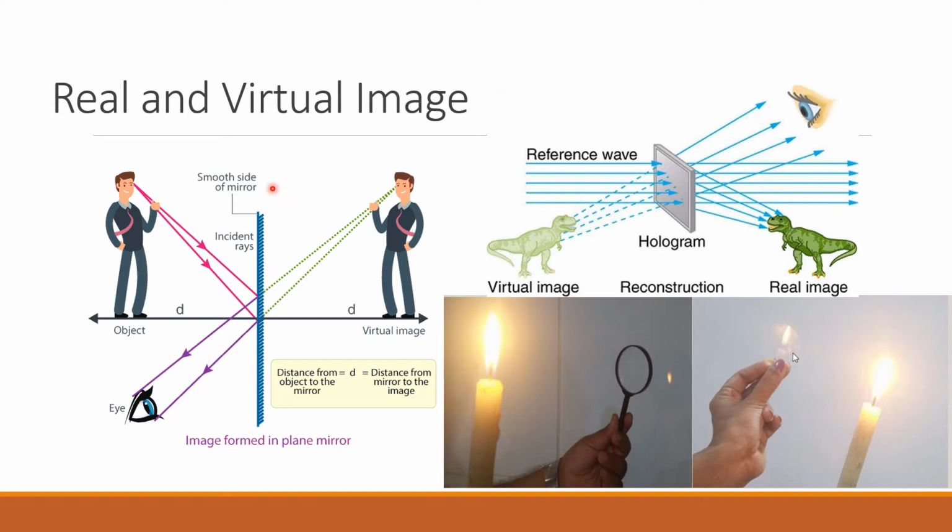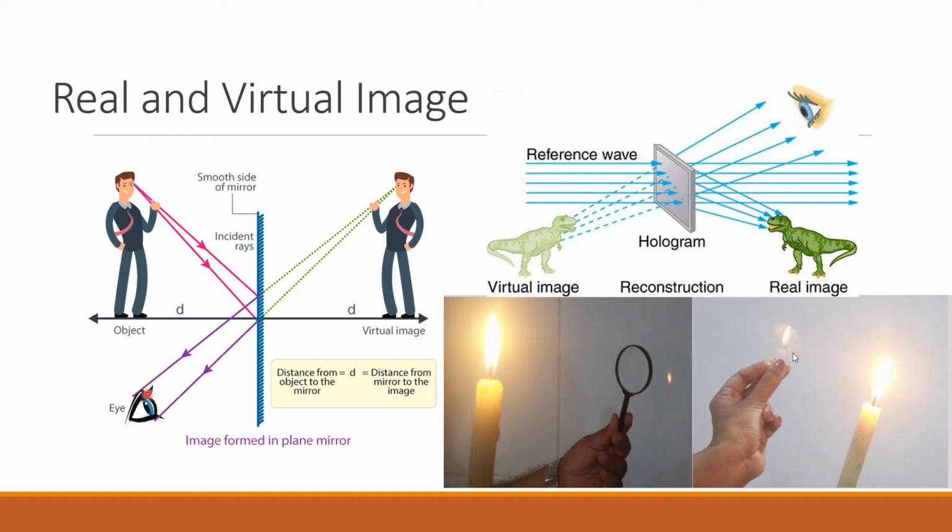Okay, before we start today's lesson, let's discuss real and virtual image. Suppose this is an object which is standing in front of a mirror. Now, as this object stands in front of the mirror, what happens? This object forms an image which falls on our eye.